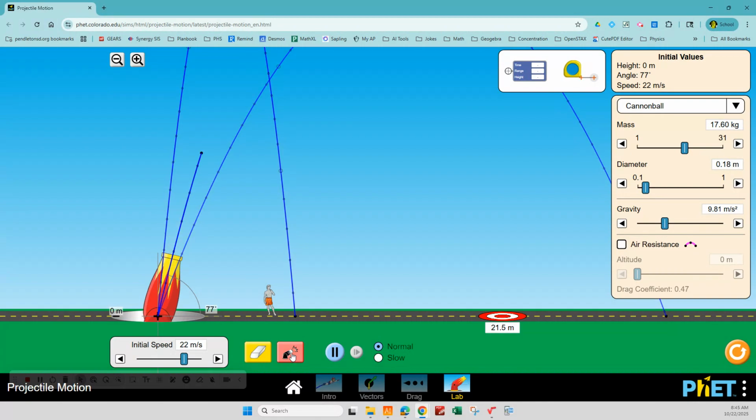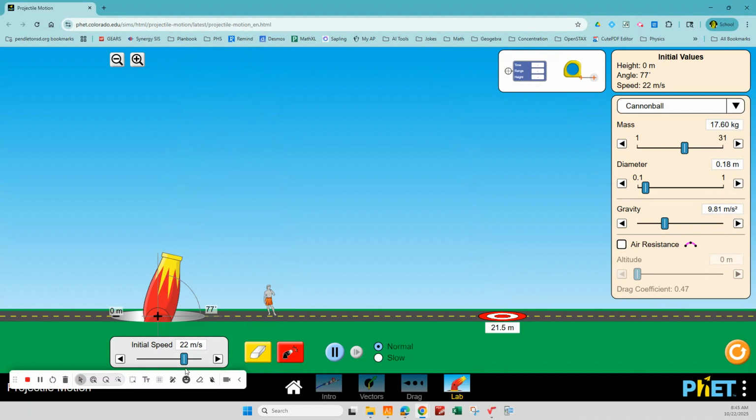Let's see. Oh, what do you know? Okay, math wins the day. Okay. Well, let's try this a little differently. Let's reset everything. And let's pick a speed, somebody.